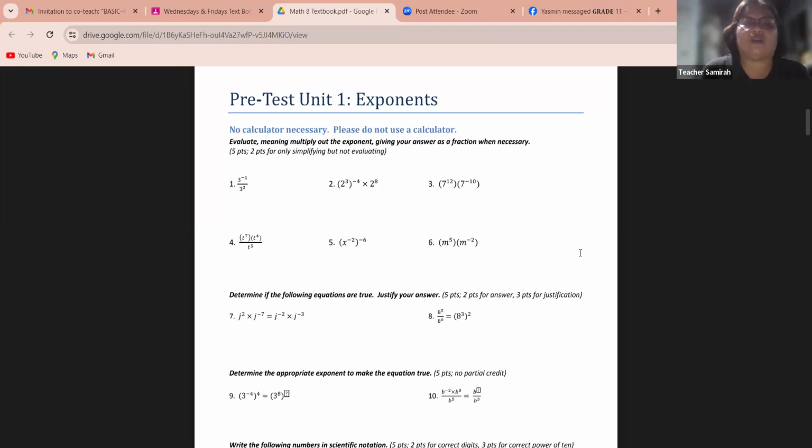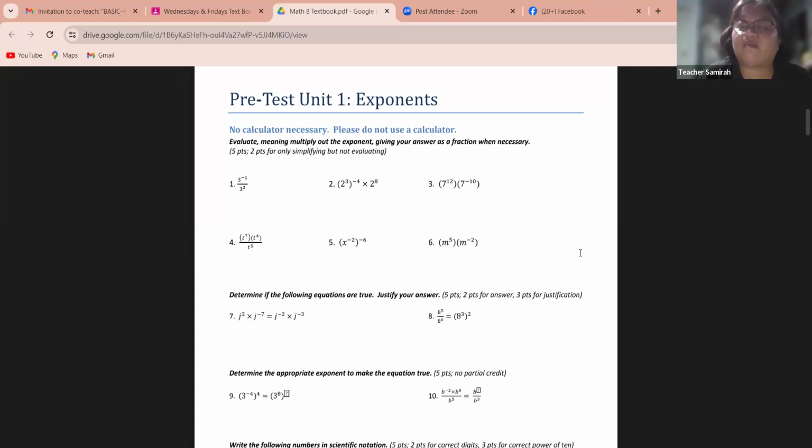Okay, how about this one? X raised to negative 2, quantity X raised to negative 2, raised to negative 6. Focus on the exponents. They have the same sign, which is negative. Negative times negative: will it be positive or negative?